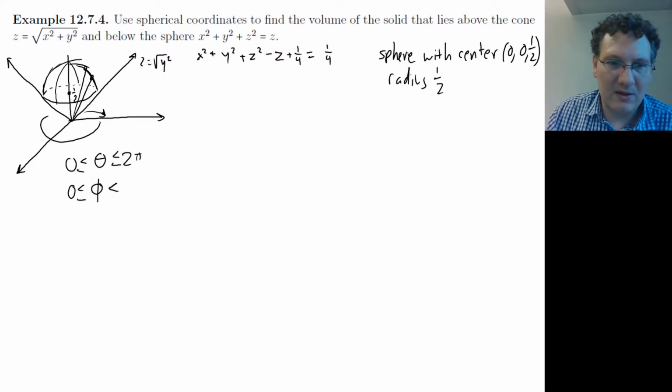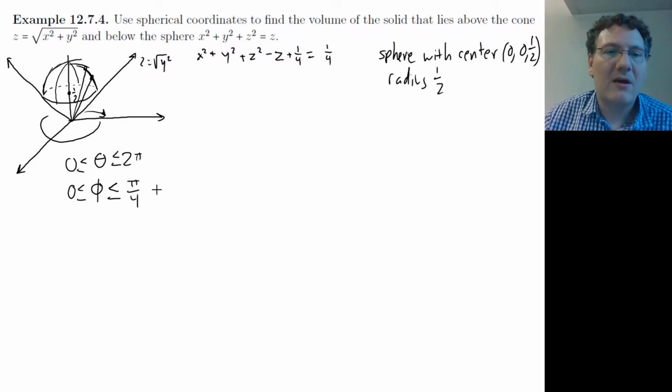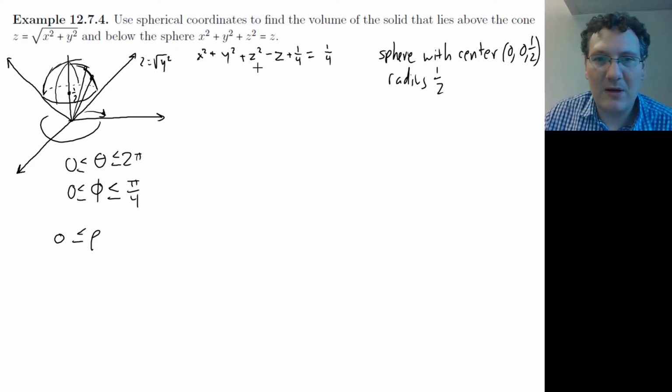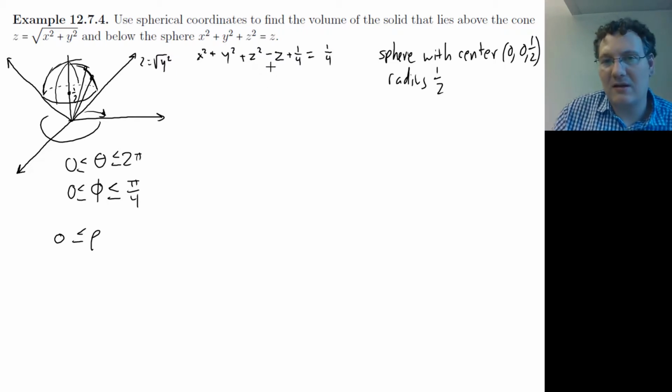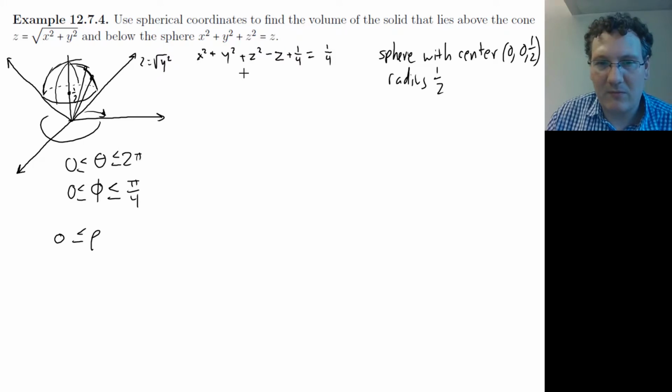That's only going to be pi over 4. Right? Now, as far as rho goes, rho is going to be bounded between 0, of course, and this. Now, I'm going to have to convert this to polar coordinates. This equation here.